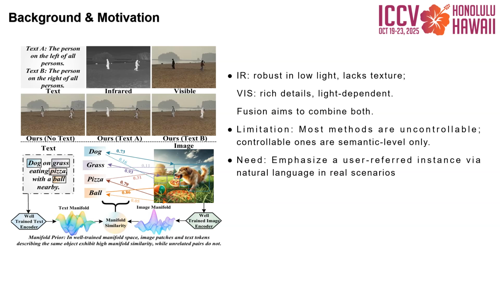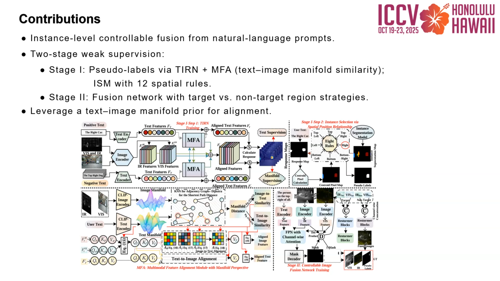Infrared imagery is robust in low light and at night, but lacks texture and color. Visible imagery has rich detail, but degrades under poor illumination. Standard fusion aims to combine these strengths, but most approaches are static. They produce one fixed output regardless of the task. Even recent controllable methods tend to operate at the semantic level, all cars, not the instance level, the car on the right. Real applications in surveillance and autonomous driving require the latter. Precise highlighting of the one, user-referred instance.